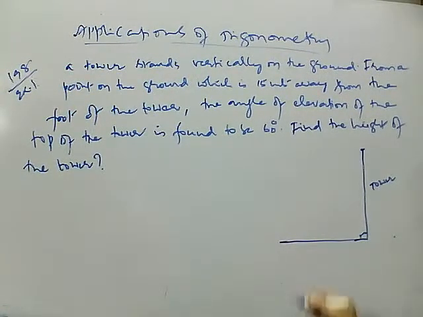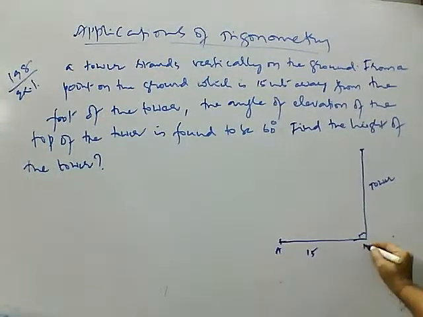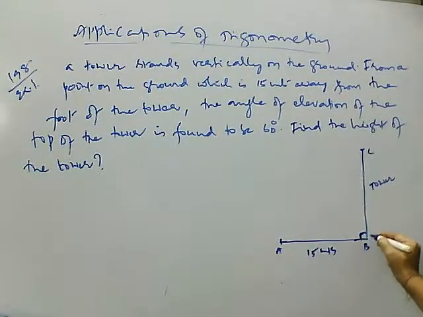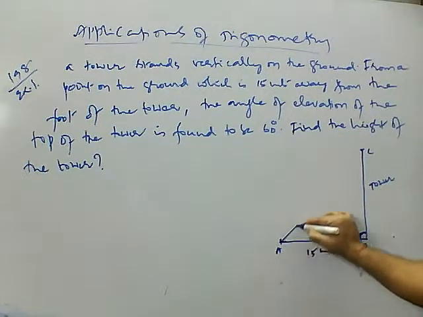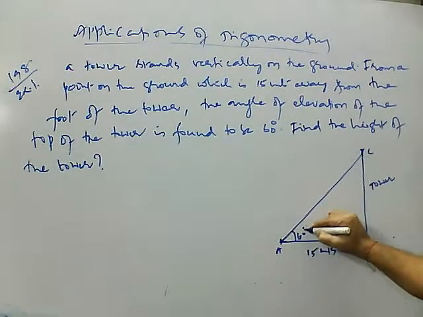From a point on the ground which is 50 meters away. So this is 50 meters, this is A, B, and this is T. This is a point 50 meters away from the foot of the tower. This is the foot of the tower. The angle of elevation of the top of the tower, this is the elevation, is 60 degrees.